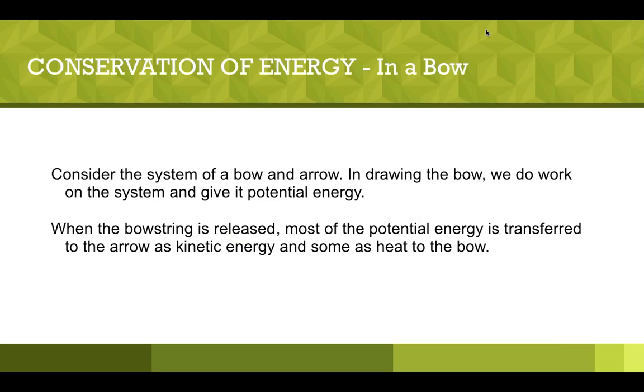So if the arrow has kinetic energy, that means it must be moving. And it's probably going to be moving fast. So the more potential energy the bow holds, the more kinetic energy the arrow will have. And therefore, the faster the arrow will be moving.